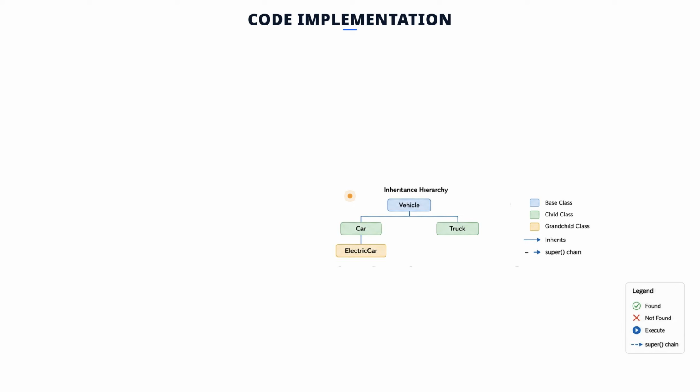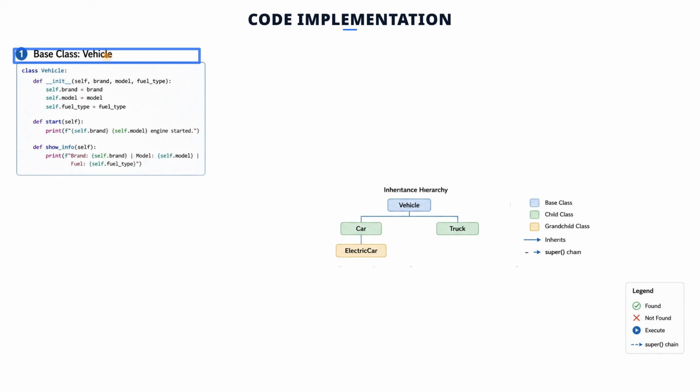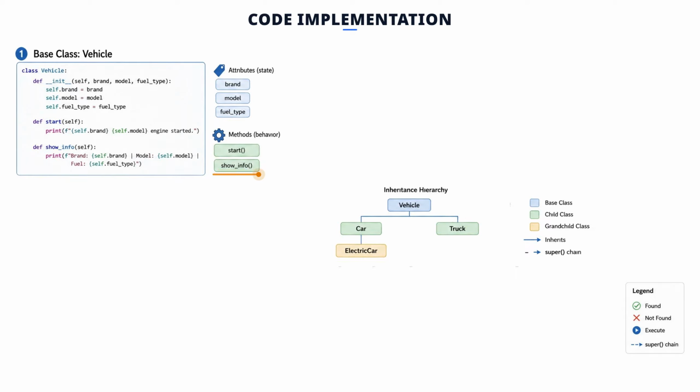Let us see how these inheritance concepts actually come to life in Python code. We'll start right here with our foundation, the base class. This is the vehicle class. Inside it, the init method sets up the fundamental attributes that any vehicle in our system would need to have, which you can see visually represented here as brand, model, and fuel type. This base class also provides shared behaviors for all vehicles, like starting the engine or showing information.